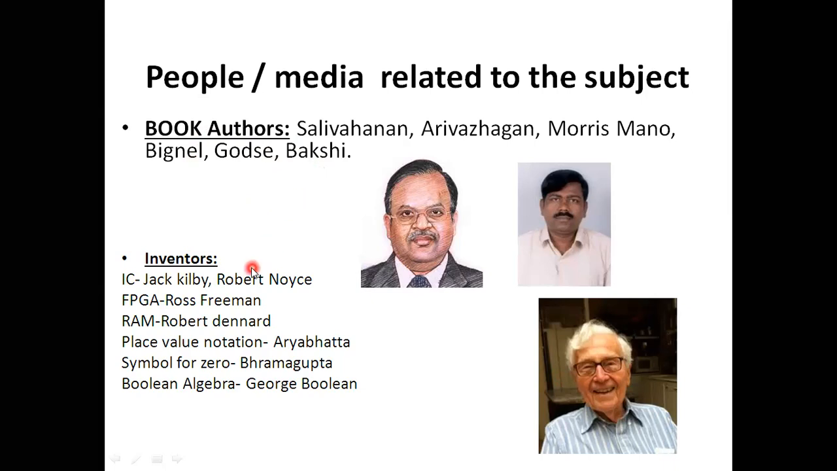When you want to know digital electronics, you want to have the basic knowledge of some of the inventors who are behind the flourishing of digital electronics. The IC was invented by Jack Kilby and Robert Noyce. The field programmable gate array was invented by Ross Freeman. Random access memory by Robert Dennard. Place value notation by Aryabhatta. The symbol of zero by Brahmagupta. And Boolean algebra by George Boole.